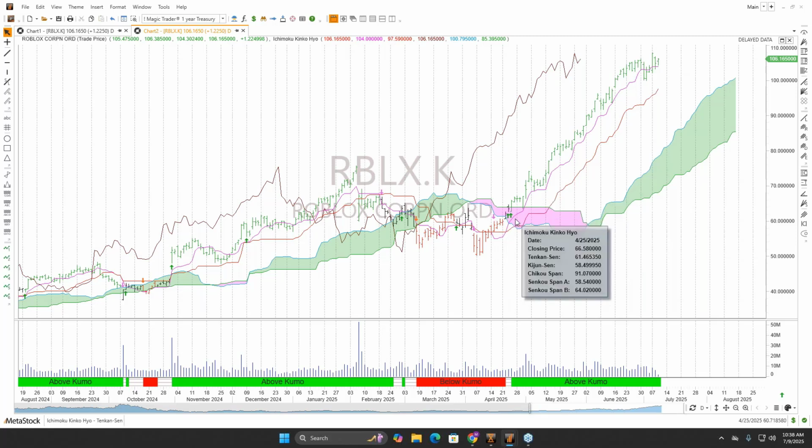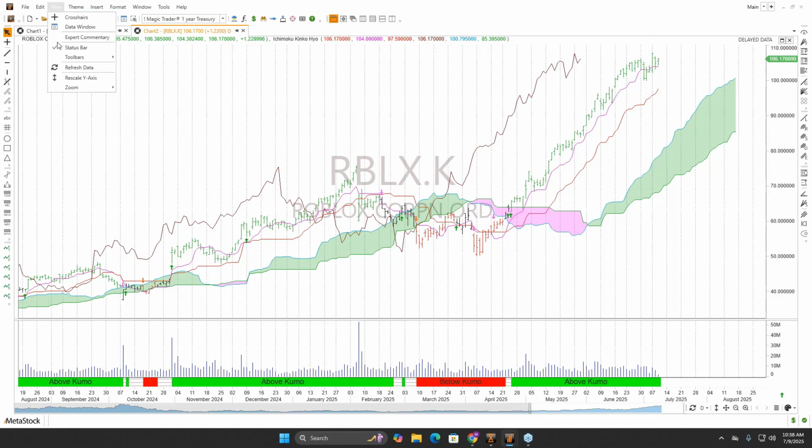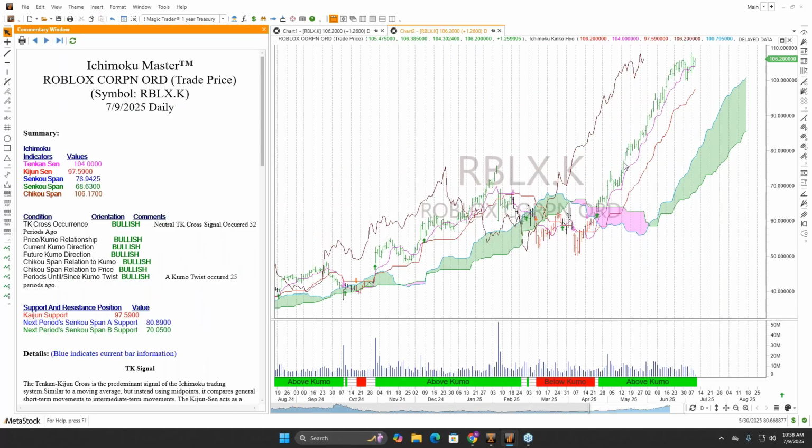One of the other things we can get is a bit of a commentary. So I'm going to open up the commentary here. We'll look at the expert advisor commentary. And when I do that, I'm going to push this over to the last value on the chart. I can actually move it around too, but it should be right here on the last chart. We're looking at Roblox, and right now it's been extremely bullish. We've had a nice run up.